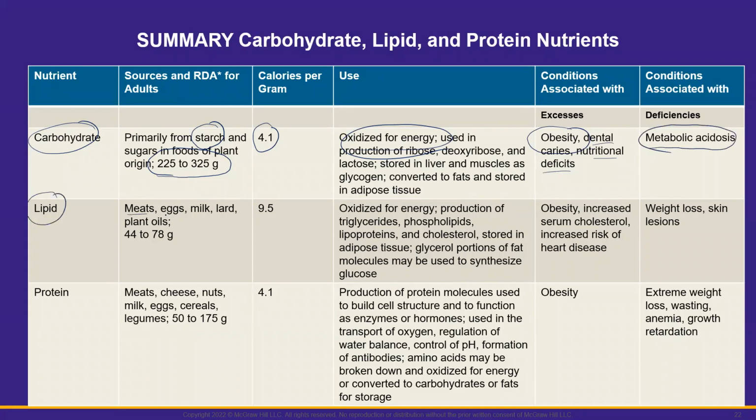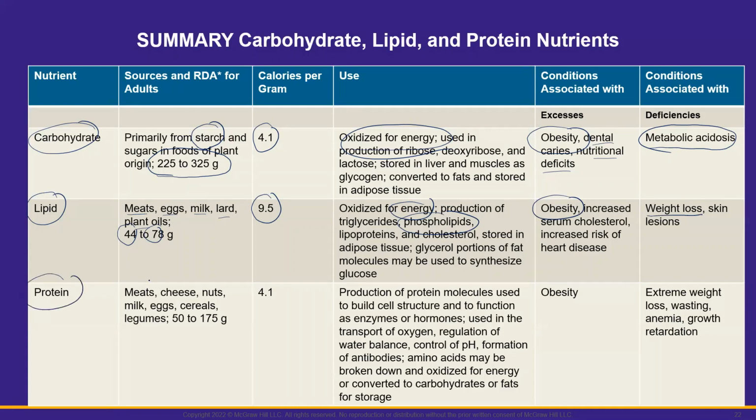Lipids are in the meat, eggs, milk, lard, plant oil, about 42 to 78. The calorie is 9.5 per gram. It can be used for energy, production of cellular membrane, making phospholipid. If increased, excess can cause obesity. And if there is deficiency, it can cause weight loss.